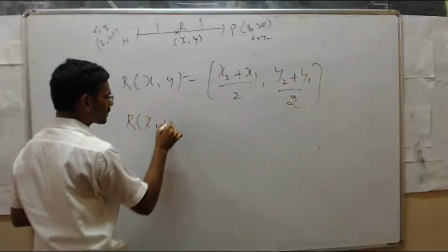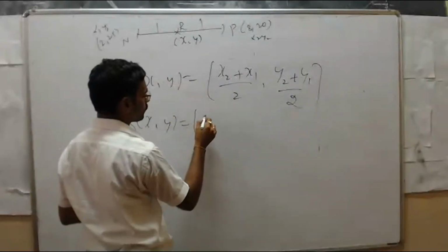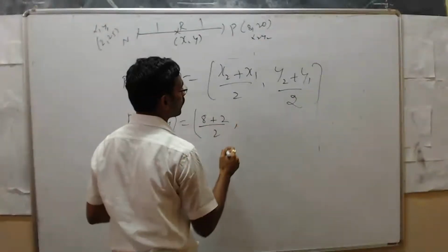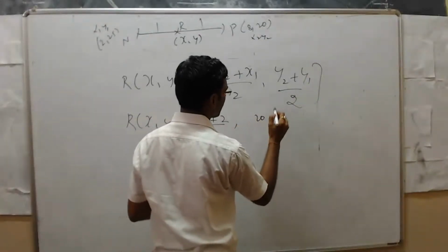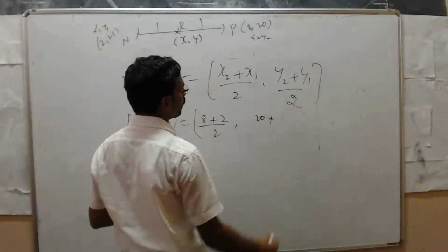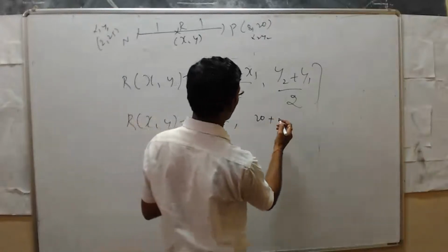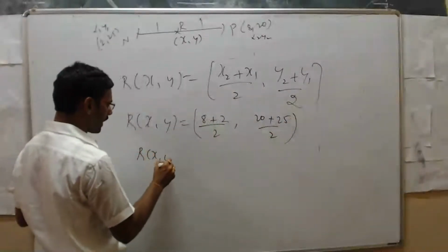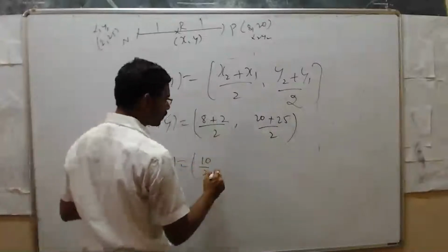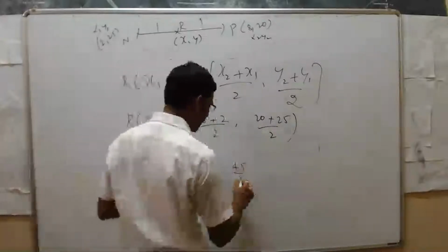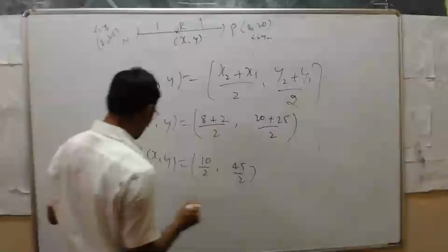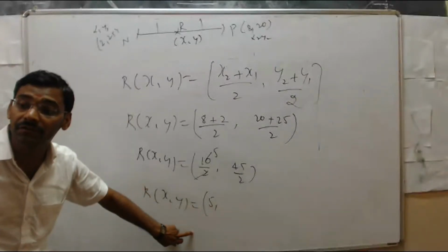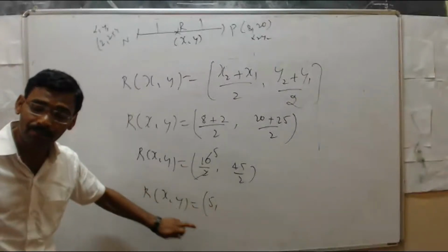Therefore, R x comma y equals, what is the value of x2? x2 value is 8 plus x1 value 2, divided by 2. y2 value is 20 plus y1 value 25, divided by 2. Therefore, R x comma y equals 8 plus 2 is 10 by 2, and 20 plus 25 is 45 by 2. Therefore R is 5 comma 22.5. The x value is 5, which line is this? Fifth line. The position of Rashmi is the fifth line.